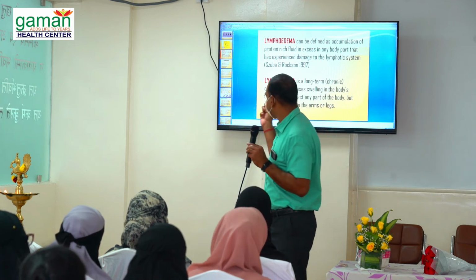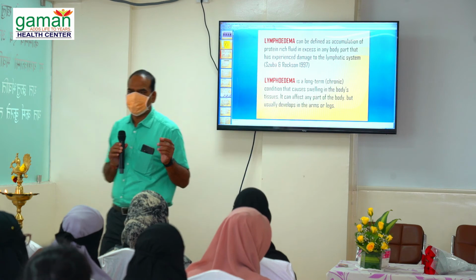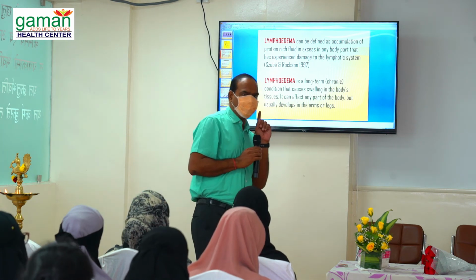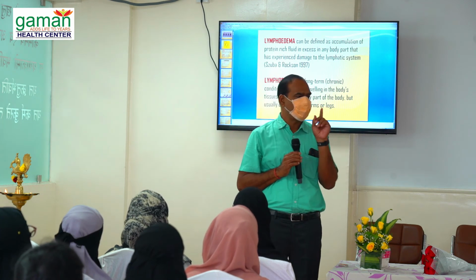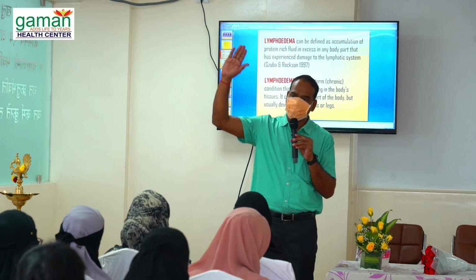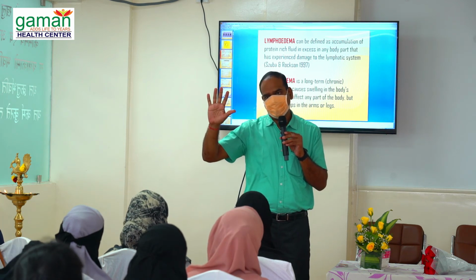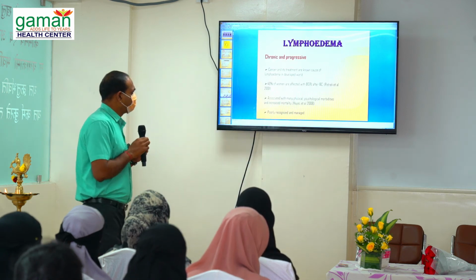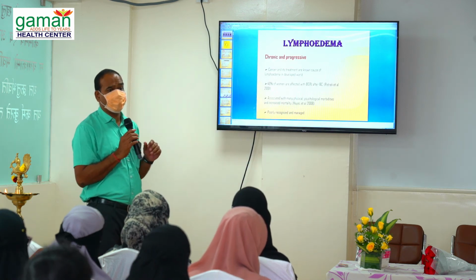Then the second definition: it is long-term swelling. It is not an acute swelling. Acute swelling will automatically go away within 1 week, 1 month or 3 months. If the swelling persists for a long time, that is called lymphedema. So it is always long-term swelling. Second thing, it is always chronic and progressive.